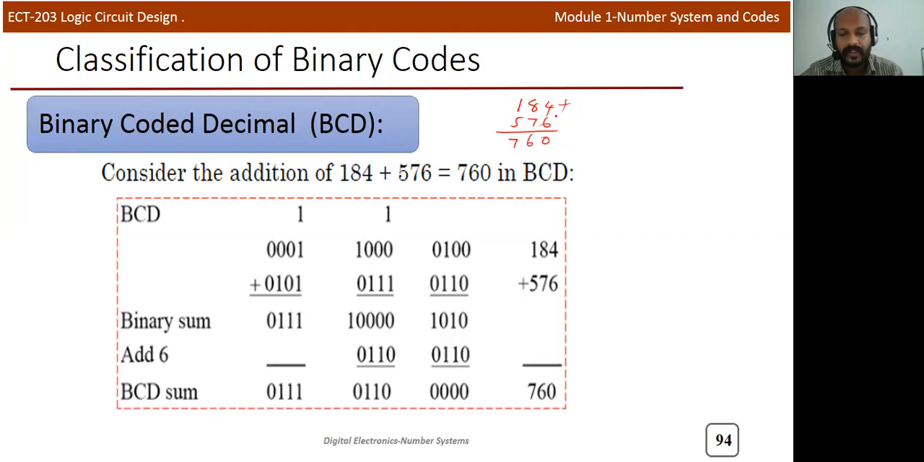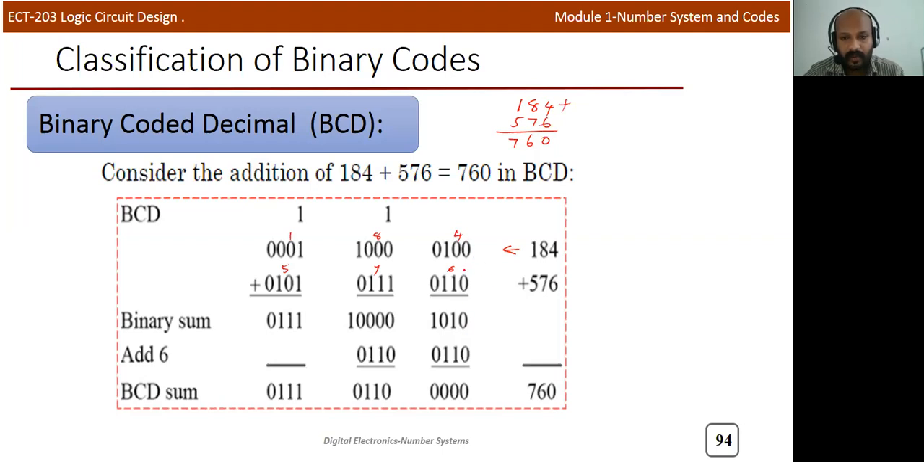So here 184 is given in BCD. We need to write its equivalent BCD code. Here this value is representing 4, this is 8 and this is 1. So this is representing 184. Next one, 576. This is 6, this is 7 and this is 5. This is 576. Now we need to add these two values.